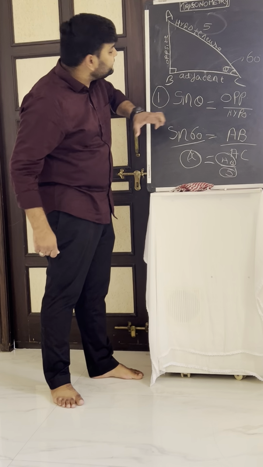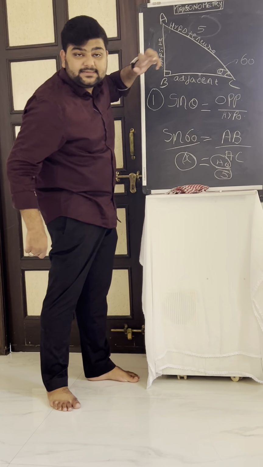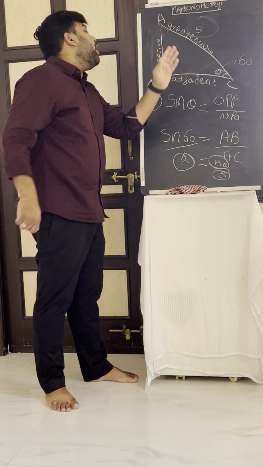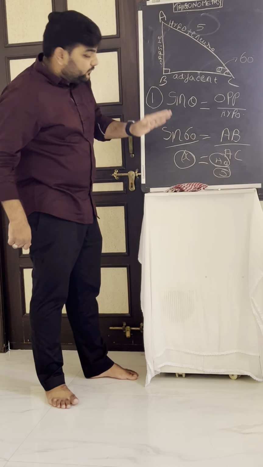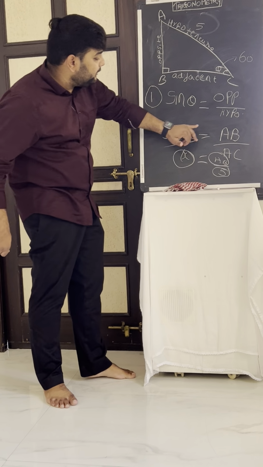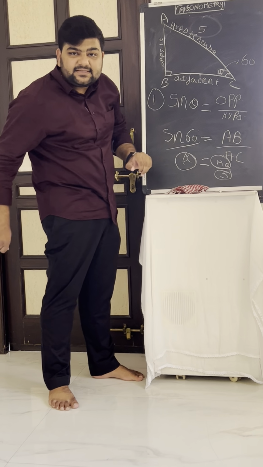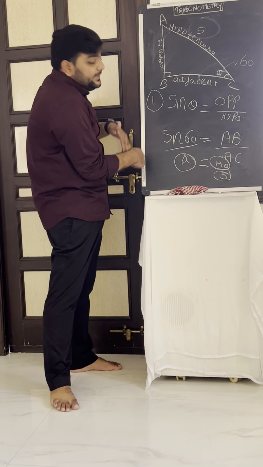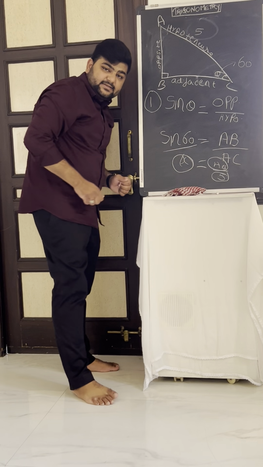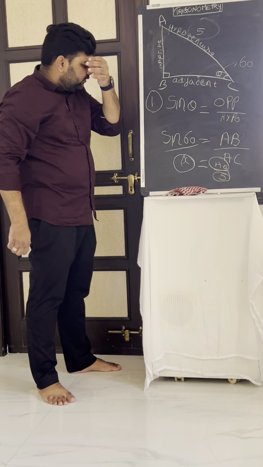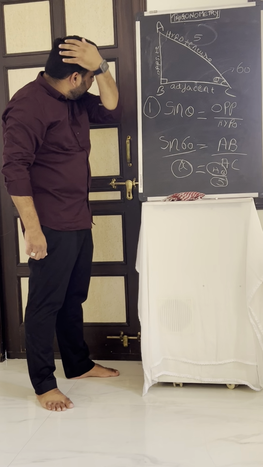Right? What is opposite? If my theta is this, the opposite side will be AB. So the value of sine theta will be equal to AB upon AC. Let us suppose that the value of this theta is 60. So we can say sine 60 is equal to AB upon AC.